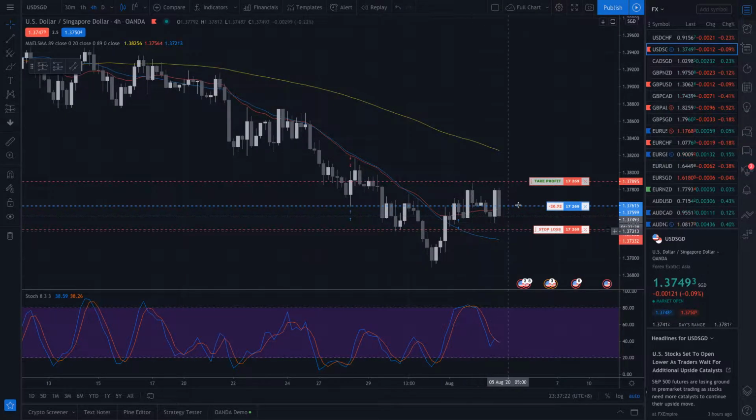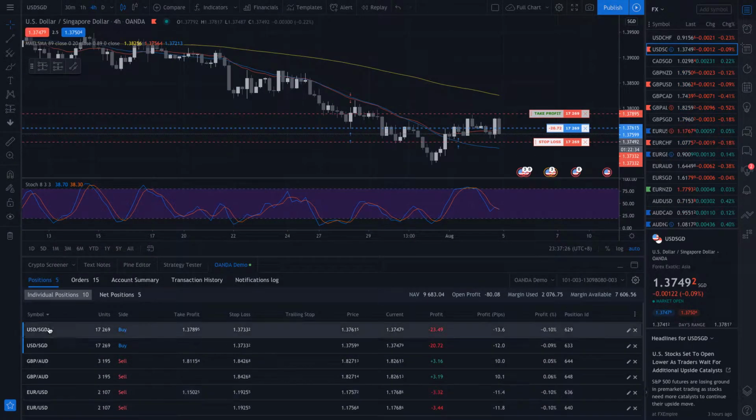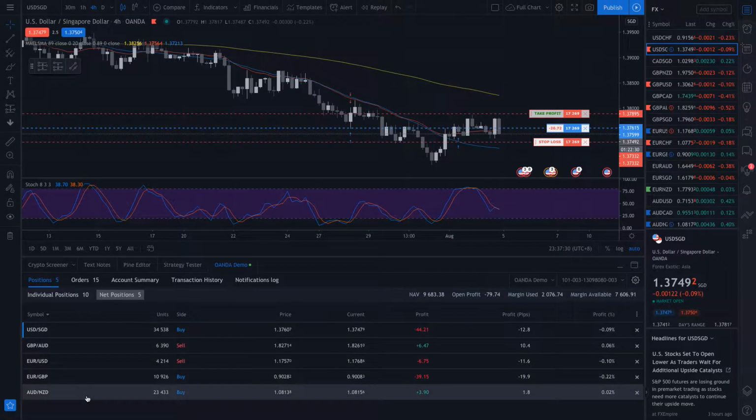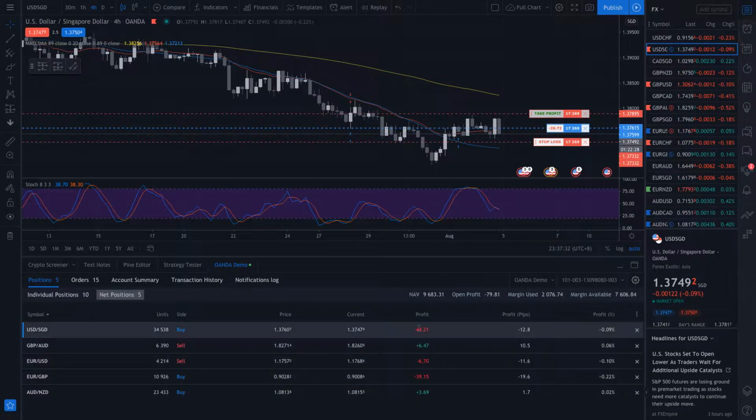But basically, currently I have how many trades are these? Five positions. One, two, three, four, five. So I have five positions. Two of them are doing very badly. I ought to get out soon if they don't recover.